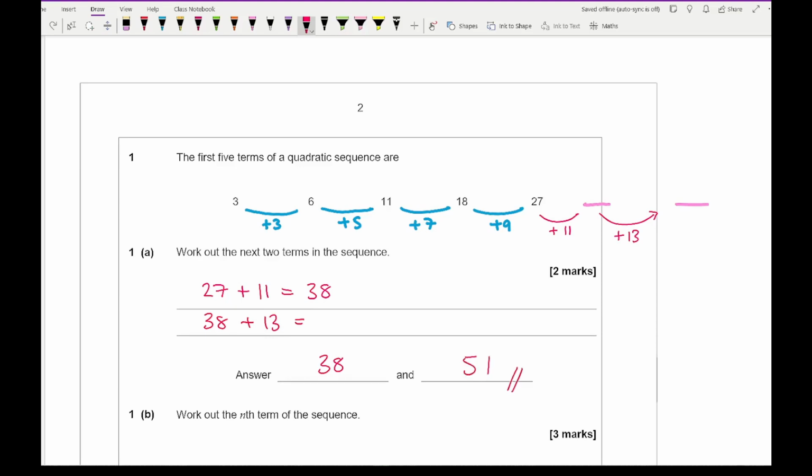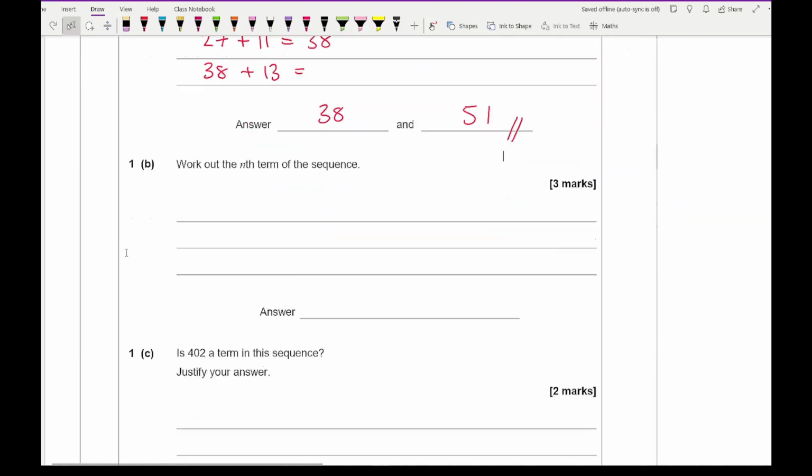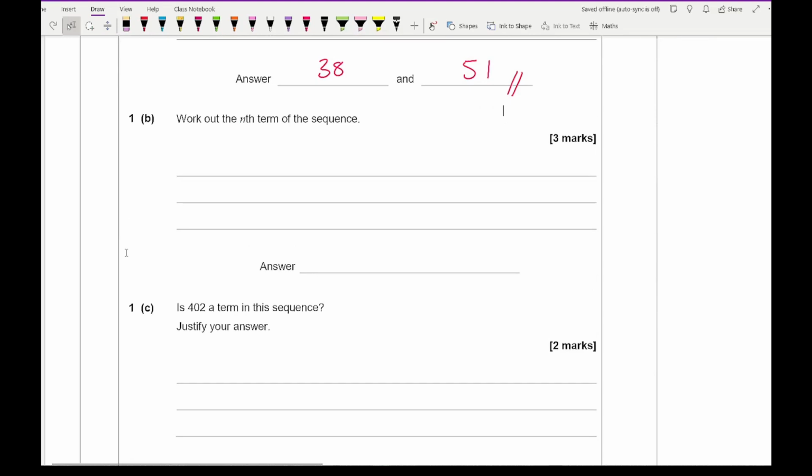So again, easily done. Moving on to question 1b, it then says for me to work out the nth term of the sequence. So for this, what I need to do is start by writing down the original numbers in the sequence, which were 3, 6, 11 and 18. Don't need to write all of them. So that's what the sequence is.